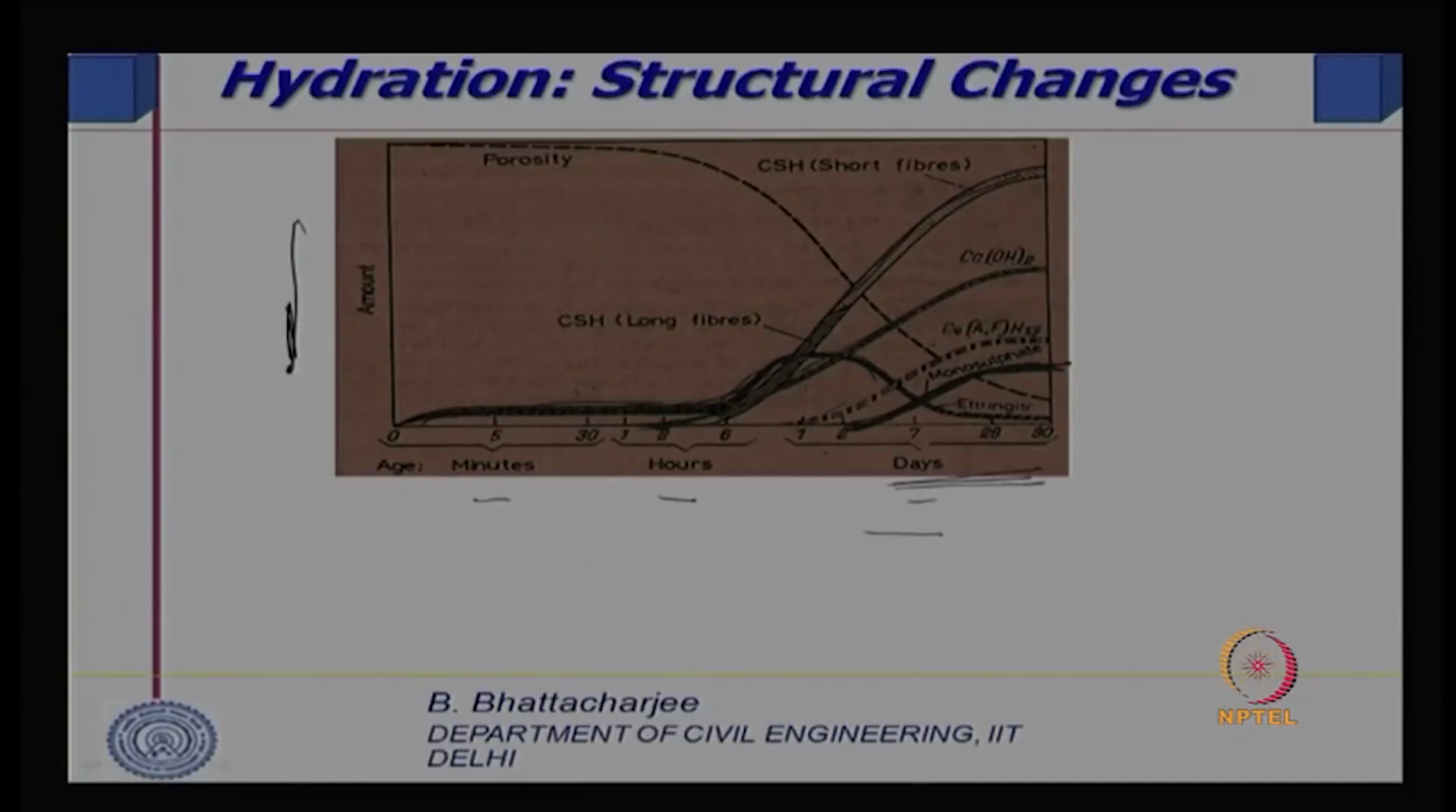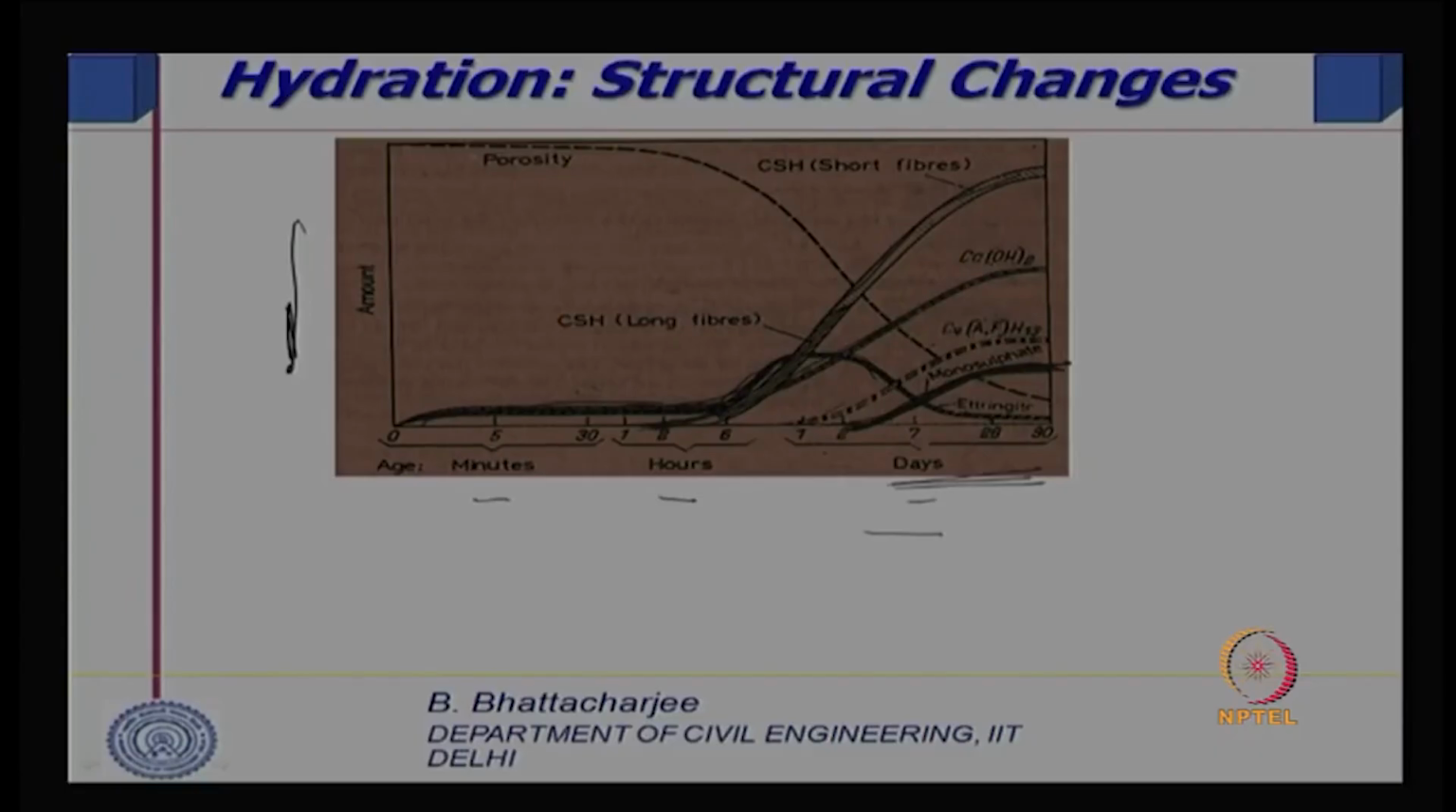CSH long fibers are initially formed, then they stabilize as short fibers. Calcium hydroxide is formed, but ettringite is formed in the beginning, attains a peak, and then its concentration starts coming down because it gets converted into monosulfate, as it is not stable. C4AF hydrates are also formed, which is not very important. So the first product formed is ettringite, then CSH, and ettringite gets converted into monosulfate. Calcium hydroxide is produced together with the CSH, and monosulfate concentration increases.